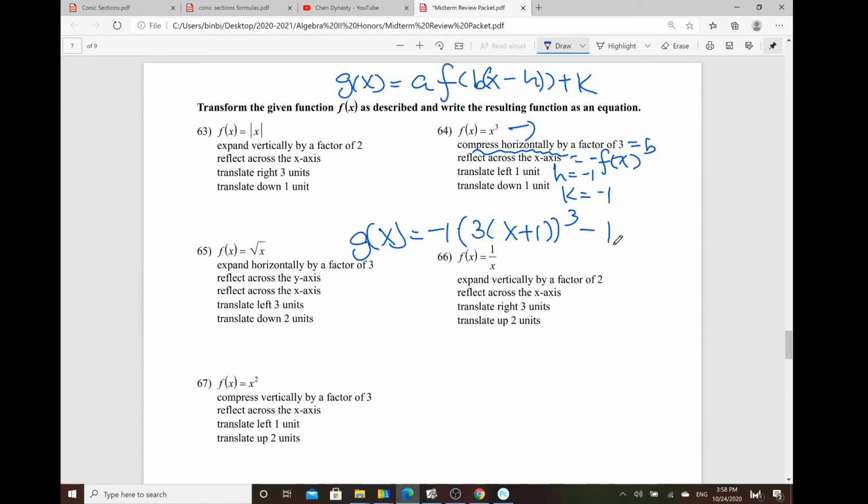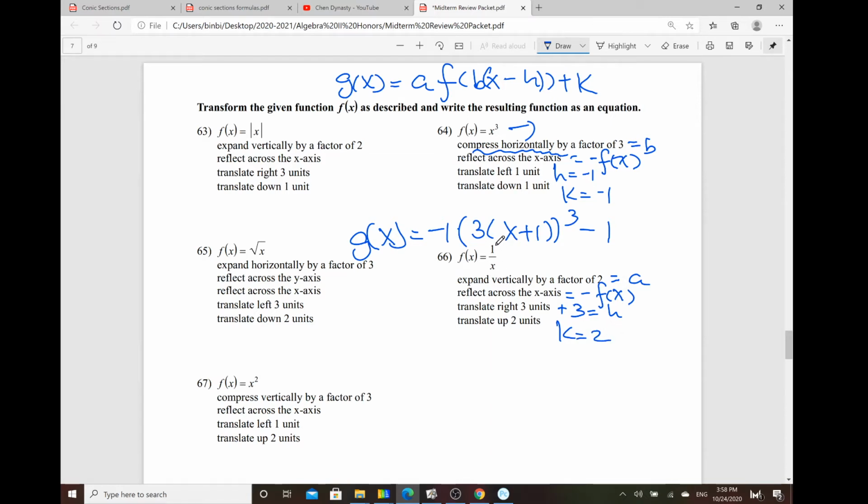You're probably wondering, can I expand it? Well, you don't want to do that, you just want to come up with the form. It shows the transformation, so the value of a, b, h, and k. And then number 66, quite similar: expand vertically by the factor of 2, so a is 2. Reflect across the x-axis, so that means outside is going to be negative. And then translate 3 units to the right, so h is positive 3. And then translate up 2 units, so k is 2.